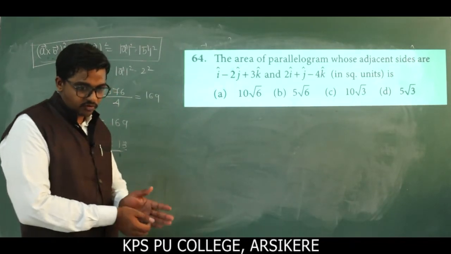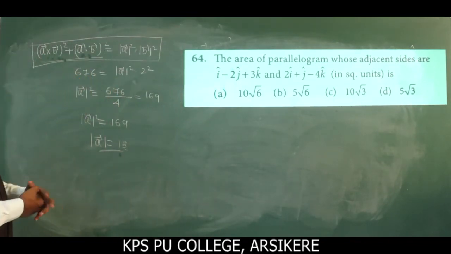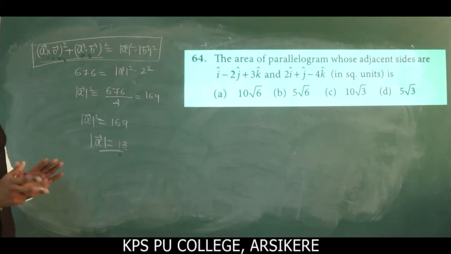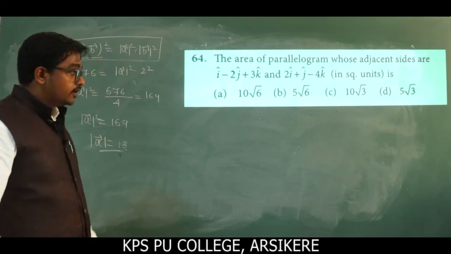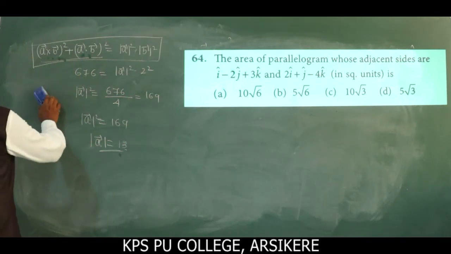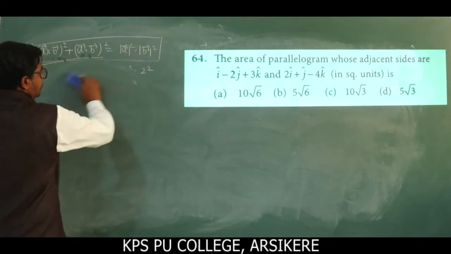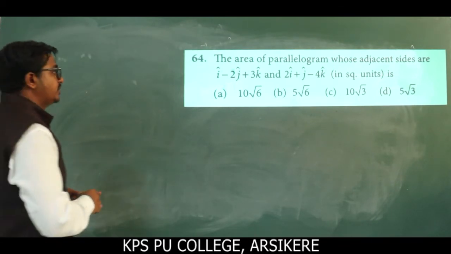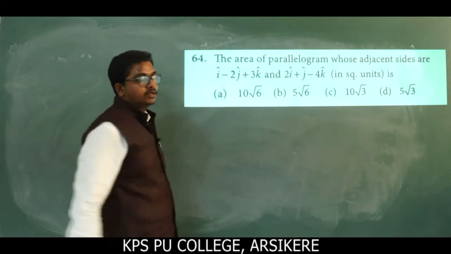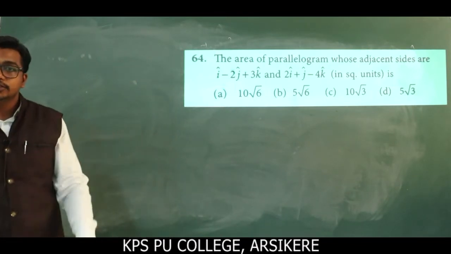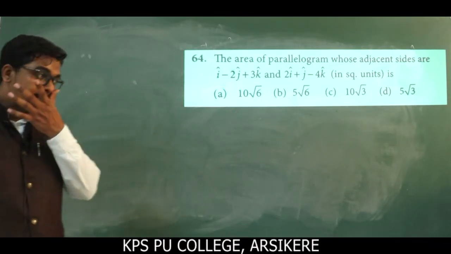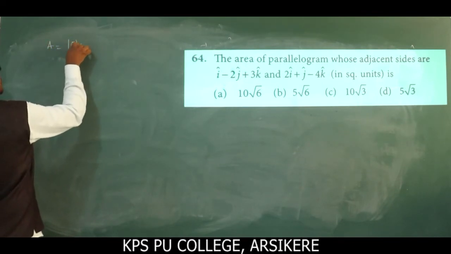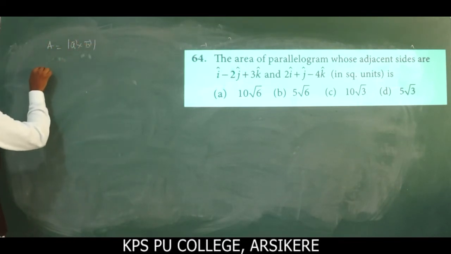Question number 64. The area of the parallelogram whose adjacent sides are given. They have given the adjacent sides of the parallelogram, then we have to find the area. Suppose take this as your vector A, this as your vector B, and vector A and vector B are the two adjacent sides of the parallelogram. Corresponding area becomes, area is equal to just mod of vector A cross B. Just find A cross B first here.